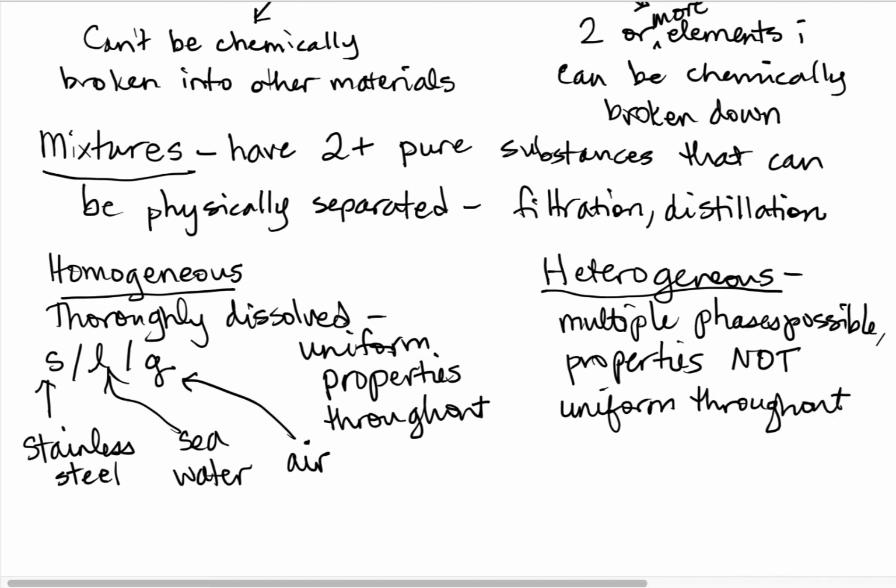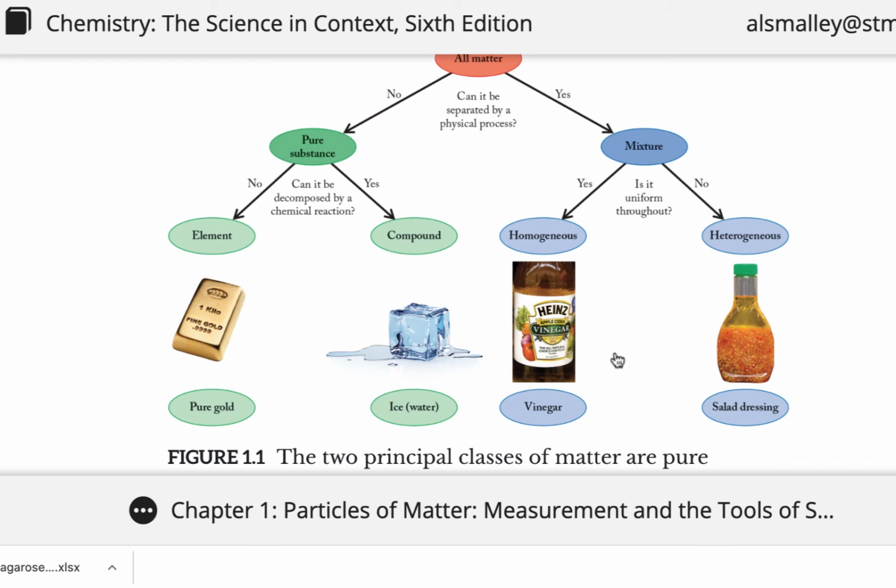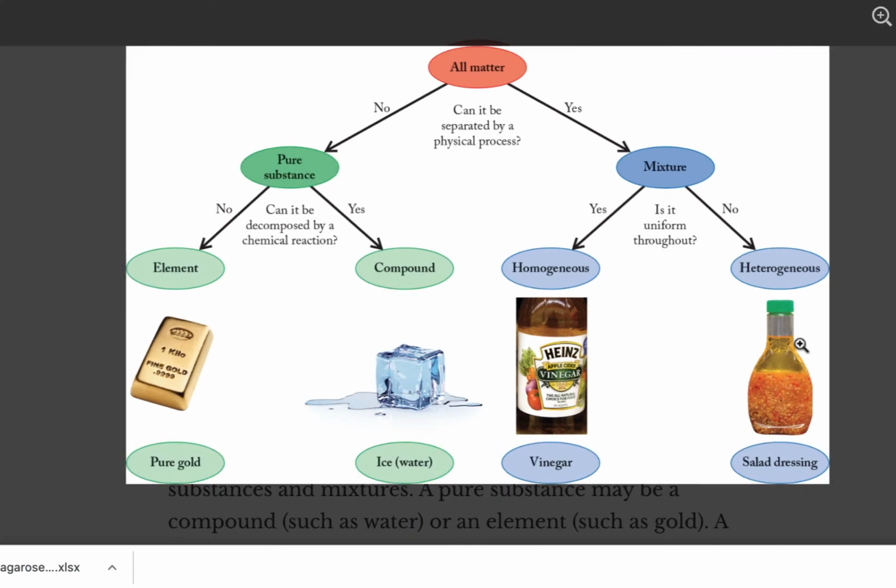So if we look at the page from the book, we can see that their example of a homogeneous mixture here is a solution. This is a liquid-based solution of vinegar. It is a solution in water where the vinegar is dissolved in the water, and there's a bunch of other things that are dissolved in it too, but it's all dissolved. Now over here on the heterogeneous is a salad dressing where you can see the separation here with the oil on top and the rest of the water-based layer at the back.